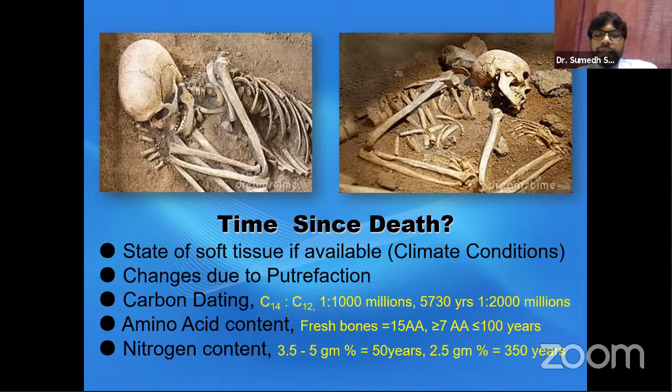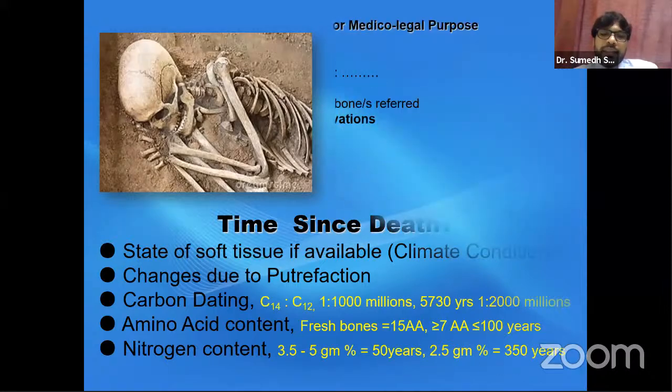Then amino acid content. In case of fresh bones, you'll get 15 amino acids, and after 100 years, you'll get less than 7 amino acids. So this again is the content of amino acids, which is very significant. Then nitrogen content. 3.5 to 5 gram percent of nitrogen is present up to 50 years, and 2.5 gram of nitrogen persists after 350 years. So again, this will go on decreasing. On this basis, the experts are going to comment on the time since death.